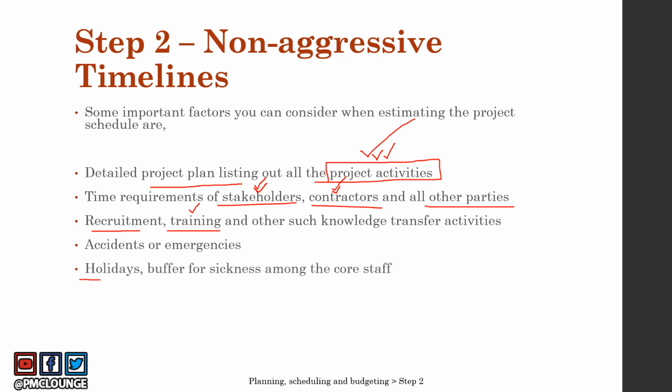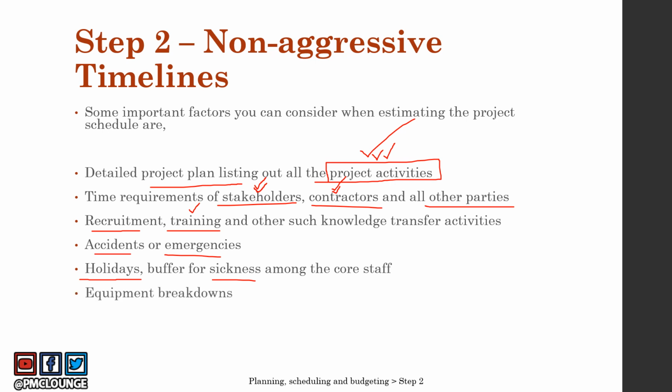Holidays is something that you should always take care of. If you're dealing with, let's say, people from China, they have longer holidays, right? There are certain festivals, let's say the Chinese New Year, which lasts up to a week to 10 days in certain cases. So you need to consider that as well when you're coming up with your project schedule. Apart from the buffer we have taken for accidents or emergencies, there should be some buffer for sickness among the core staff. Let's say your chief engineer falls sick, right? You need to have certain buffer designed in your project schedule for things like these.